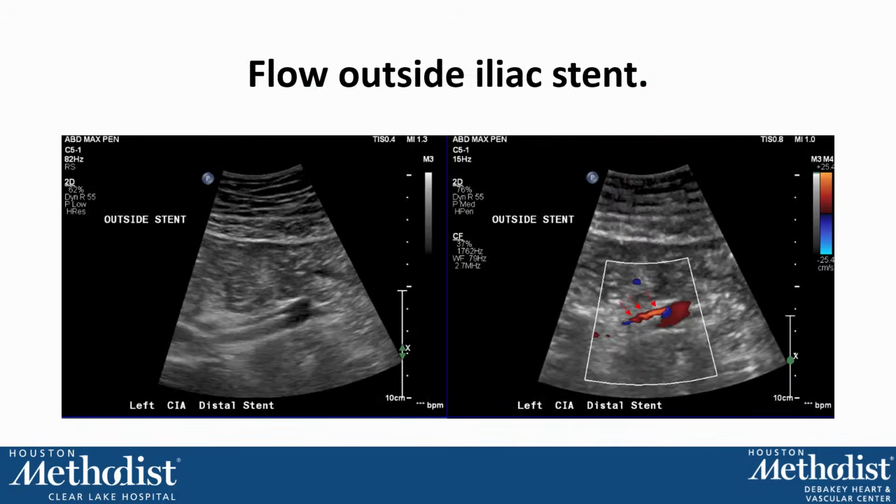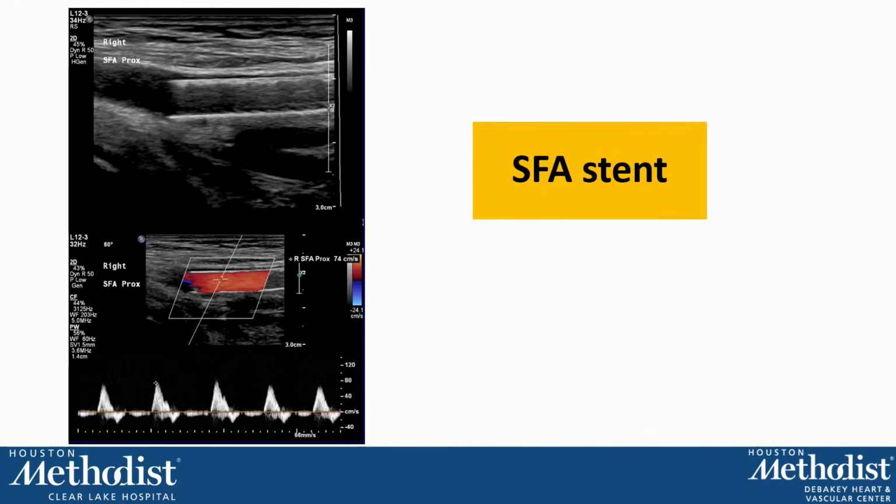Let's talk about various pathologies. There's a patient with an iliac artery stent, and you see here there's flow outside the stent. So the stent is not completely opposed to the vessel wall, so it's probably undersized. Again, this is just a picture of a stent, how it would look. This is the proximal area of the stent.